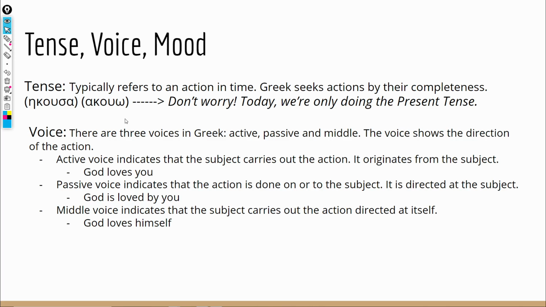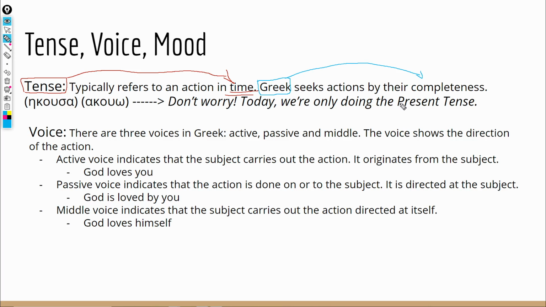Okay, so we're just going to talk a little bit about what I mean when I say tense, voice, and mood. So typically, when we talk about tense, we've referenced this already a little bit. When I talk about tense, we are referencing how the action operates in time. In English, again, we use the temporal in many cases. However, Greek, on the other hand, sees the actions by their completeness. They often don't talk about the time, all right?